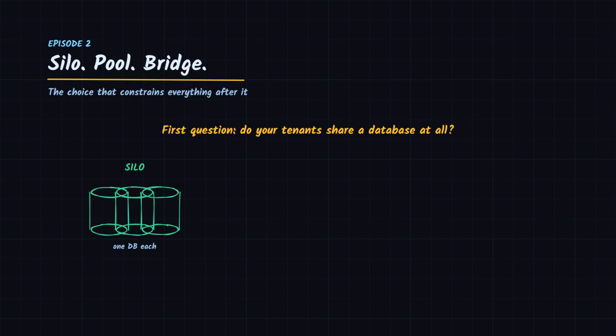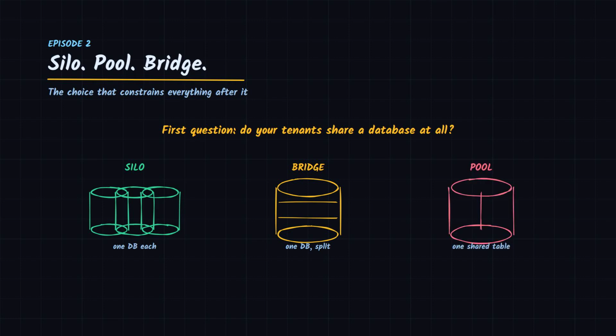It is also the answer that quietly stops being affordable, and the moment you find out is usually the moment you cannot easily change it. So this episode is the trade, stated honestly: silo, pool, and bridge, what each one actually costs you, and why the right answer for most platforms is not one of the three.